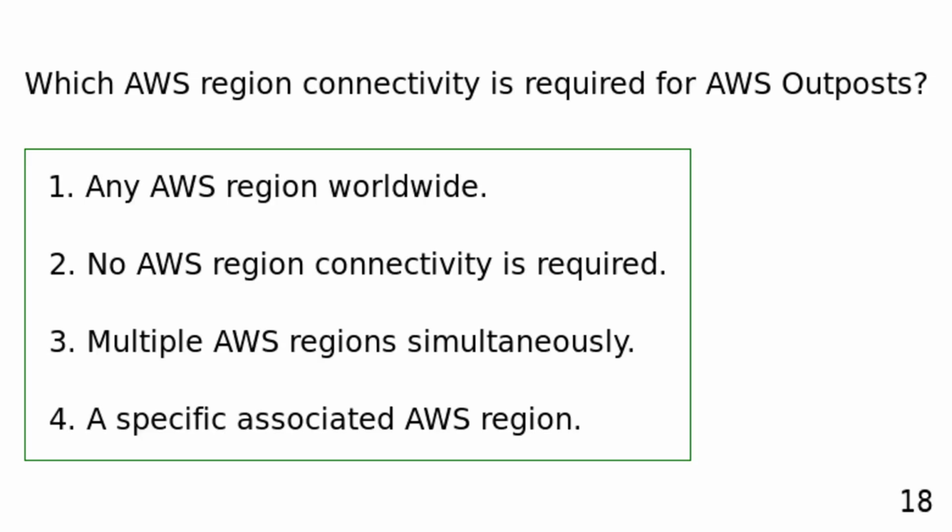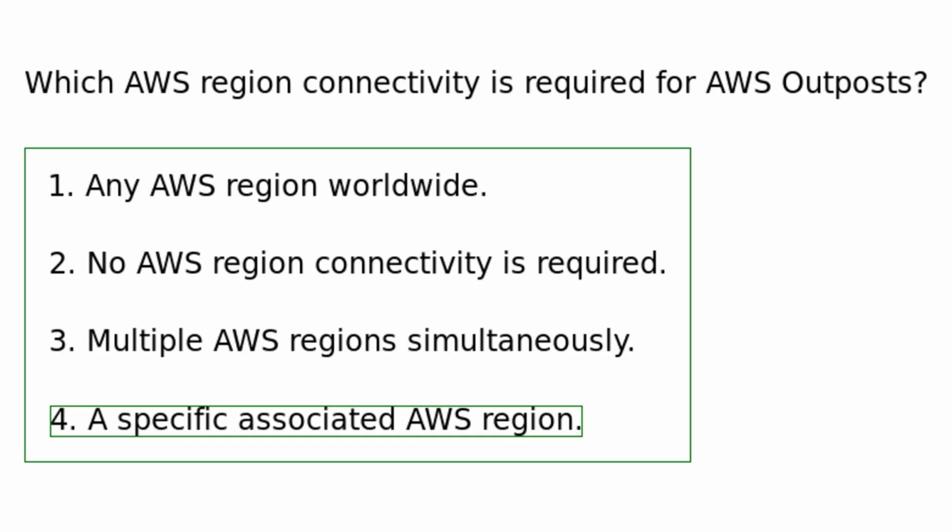Which AWS region connectivity is required for AWS Outposts? Any AWS region worldwide. No AWS region connectivity is required. Multiple AWS regions simultaneously. A specific associated AWS region. AWS Outposts must be connected to a specific associated AWS region to ensure proper functionality and integration.